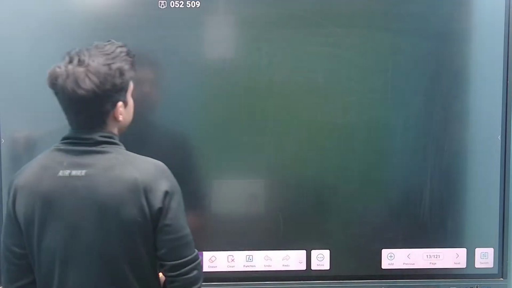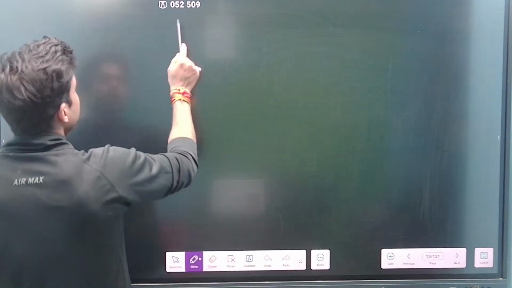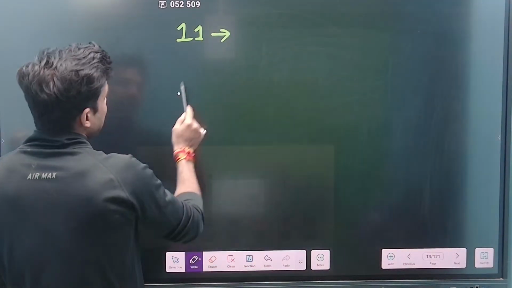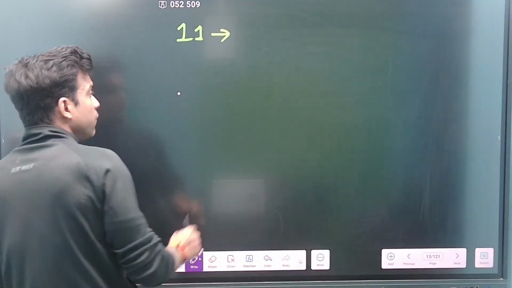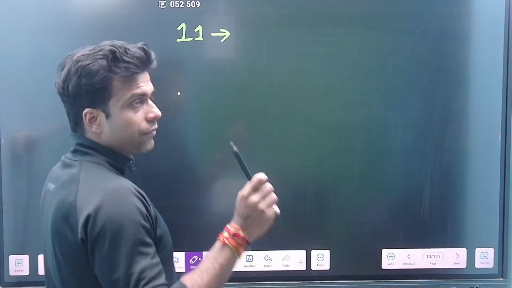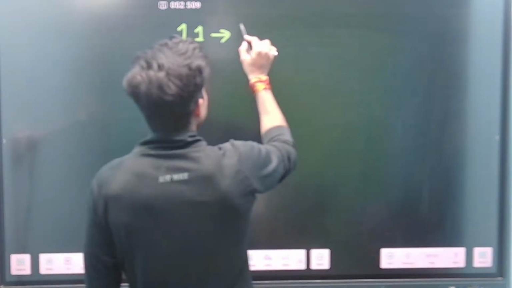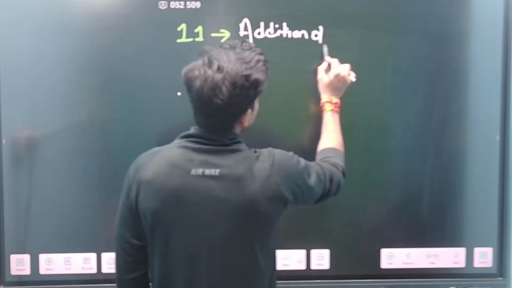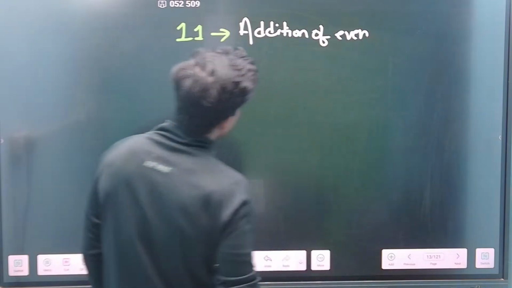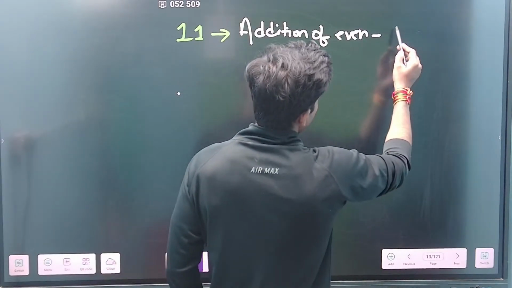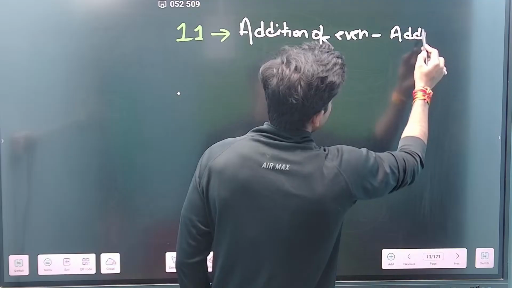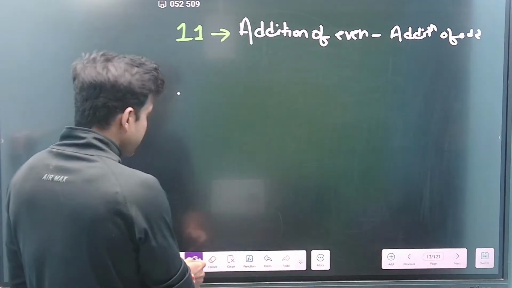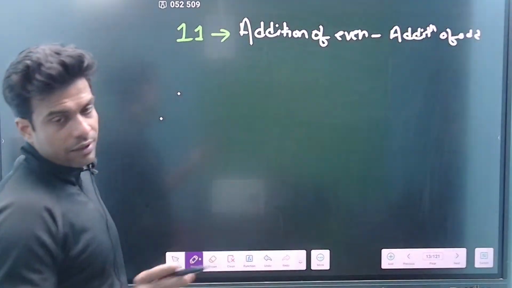Let's come to 11. If I talk about 11, it has a simple rule: the addition of even places minus the addition of odd places. Correct? First you need to add the even places, minus the addition of odd places. You can understand this with examples only, because it will take time to understand otherwise.